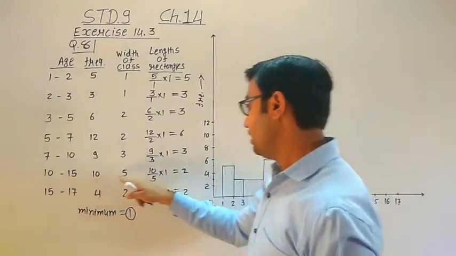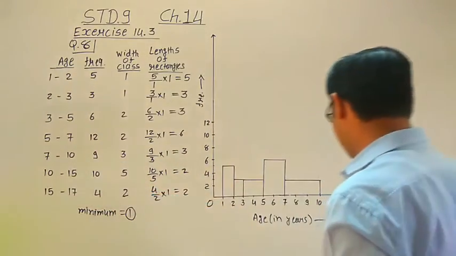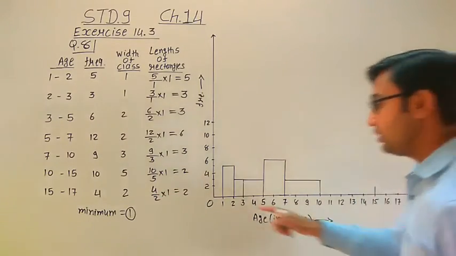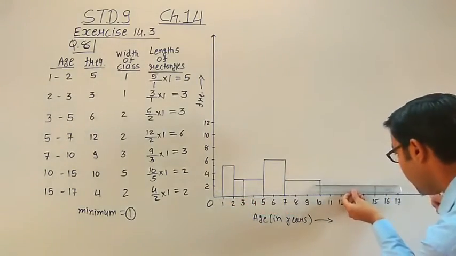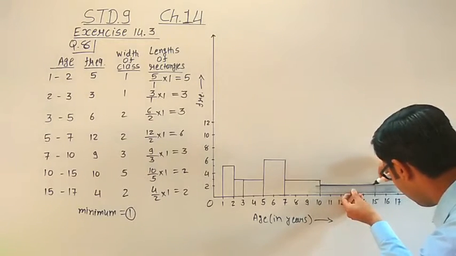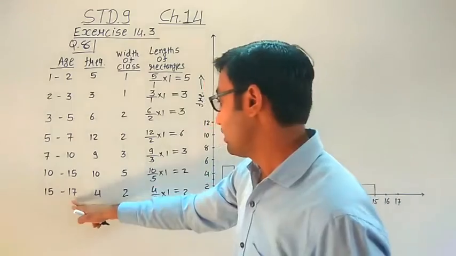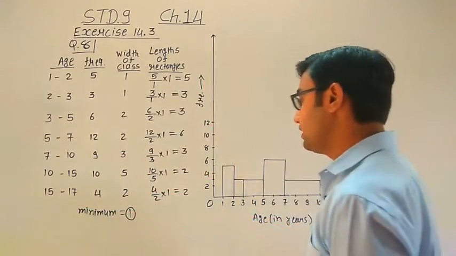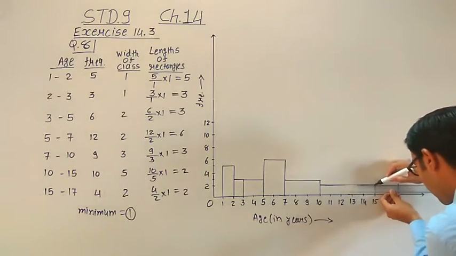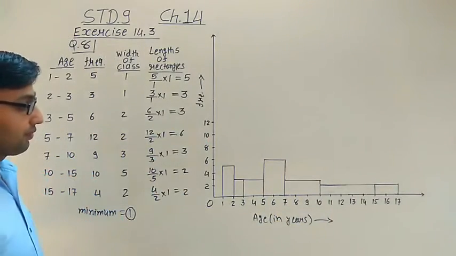Now the next one is 10 to 15. Do not consider the height 10; here we consider the height equal to 2, right? For 10 to 15, that means up to this point, and the height is only 2, which means here. So here we get this next bar. And the last one is 15 to 17. Here do not take the frequency 4, we take only 2. So for 15 to 17 also the height is 2 units. Right? So now we have completed our histogram.